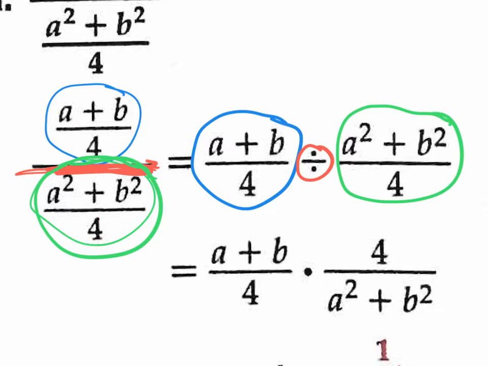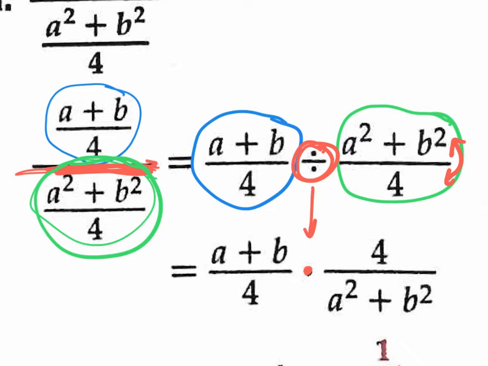It's written vertically, we're rewriting it horizontally. Why do we rewrite it horizontally? Because we know that when we divide by a fraction, you really change that to multiplication, but you flip the second fraction. So that's why the 4 is now up here on top, and the a squared plus b squared is now down here on the bottom, and there is multiplication between the two.